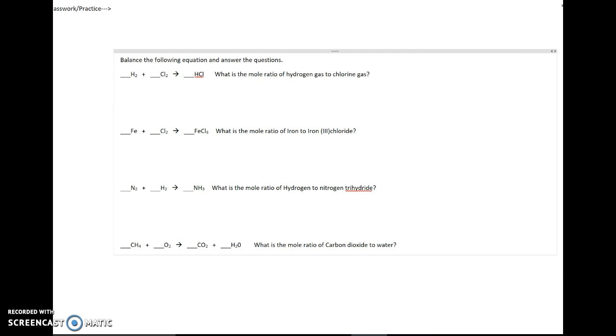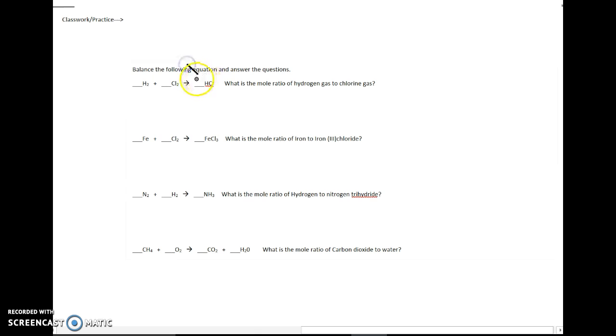So if I look at the first example, I've got two hydrogens and two chlorines in the reactants, and one hydrogen and one chlorine in the products. So I can just add, whoa, what happened there? A coefficient right there, and now my equation is balanced. Now I just look at my question: what is the mole ratio between hydrogen gas and chlorine gas?